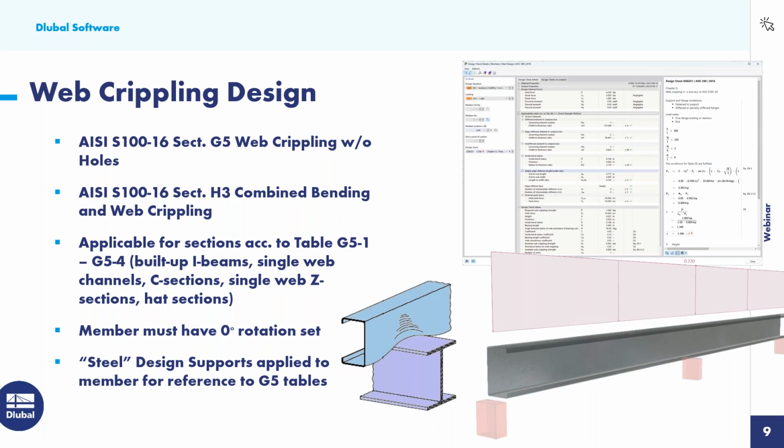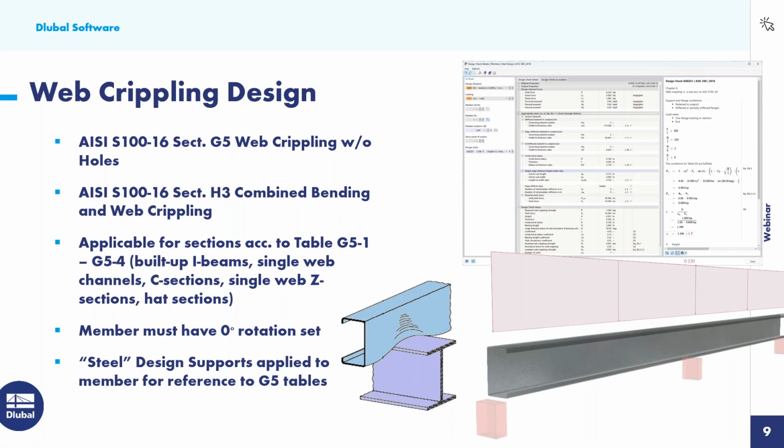Now, this is only applicable for sections that are referenced directly within the standard, in particular table G5 1 through 4. And those sections are listed here. So any other cross section outside of this list, we won't be able to check web crippling, so you would need to manually take that into consideration. Another requirement is that the member must have 0 rotation set. So we can't rotate this member 90 degrees or 180 degrees. We need to leave it at 0 if we do want to carry out these additional checks.